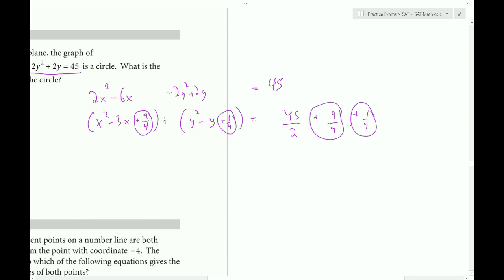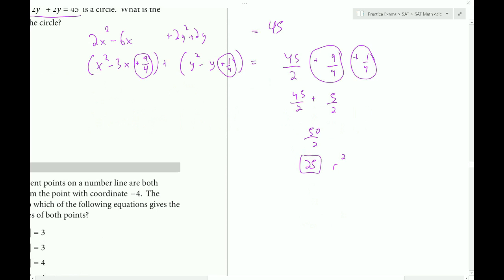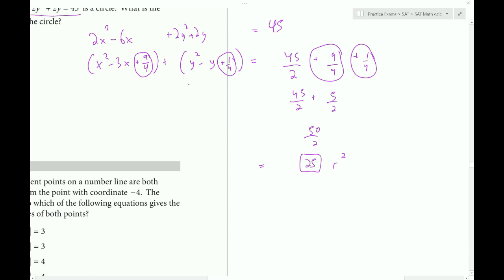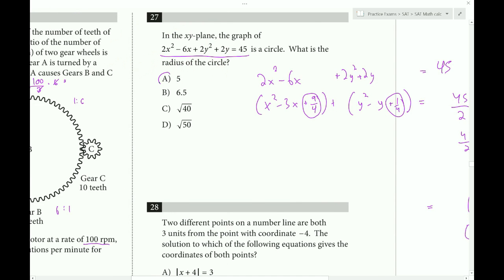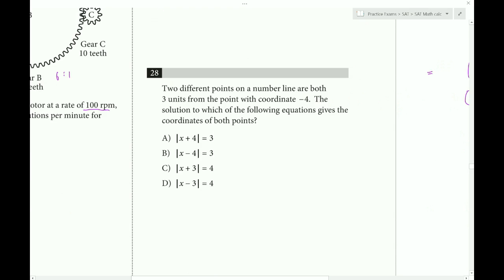Alright, and then we just have to sort out the right hand side here. So this is 10/4, which is 5 halves. So 45 halves and 5 halves is 50 halves, which is equal to 25. This is our r squared value. If you know your formula, the right hand side is r squared, so the radius would just be 5. Right? We don't even need to complete the left side.